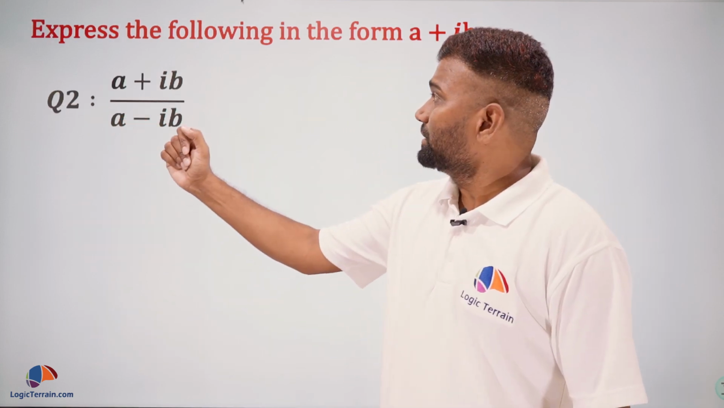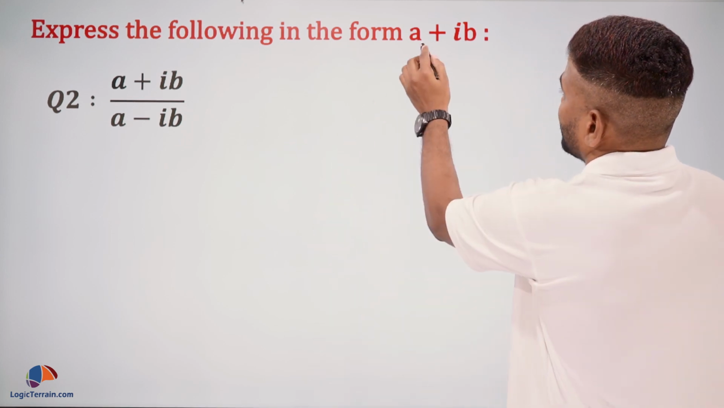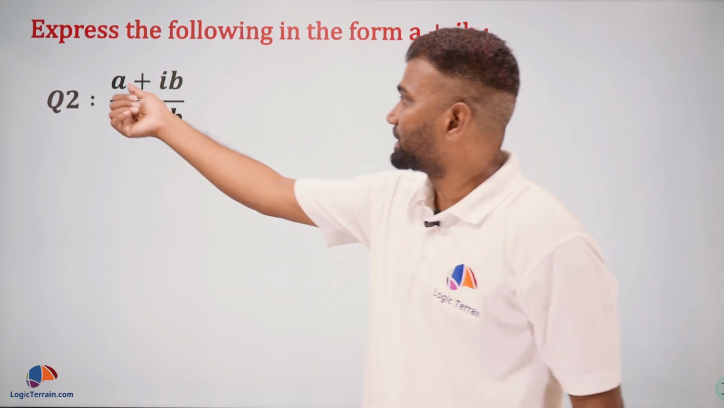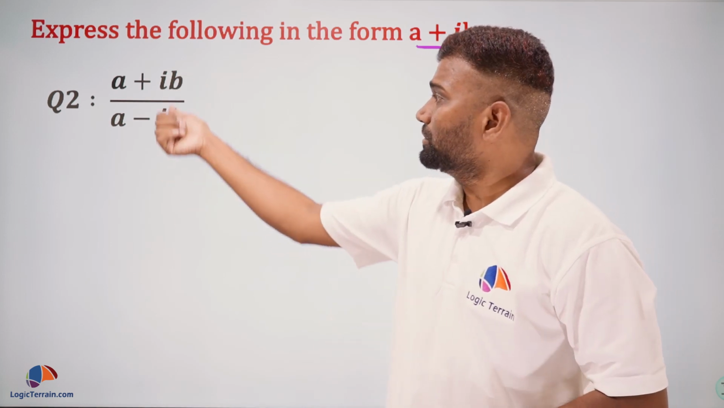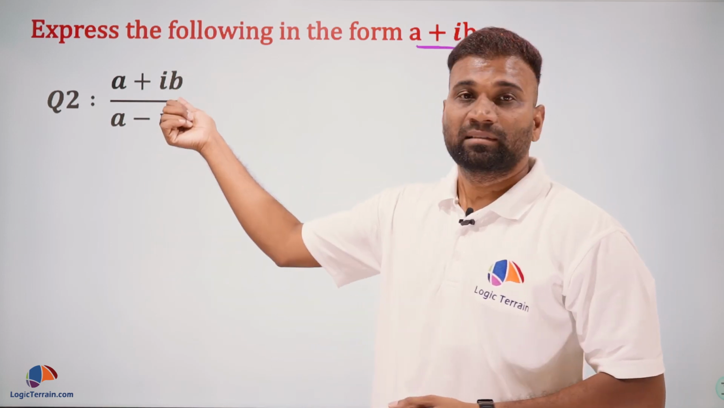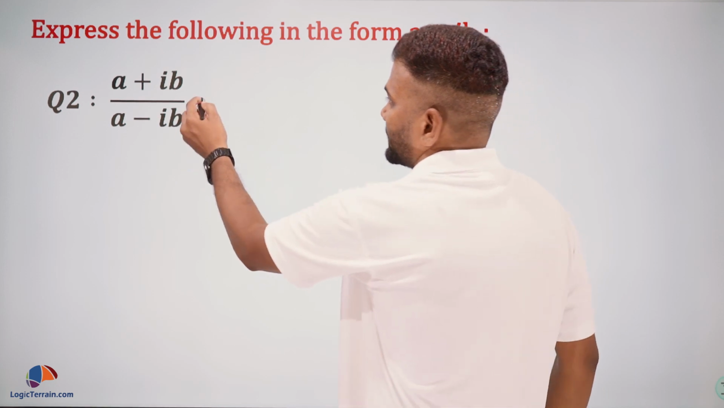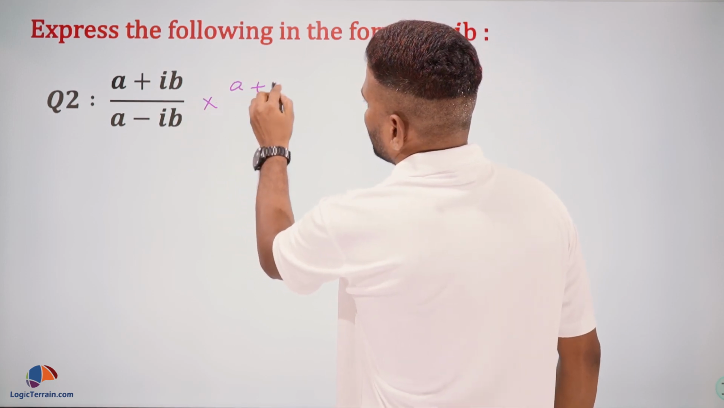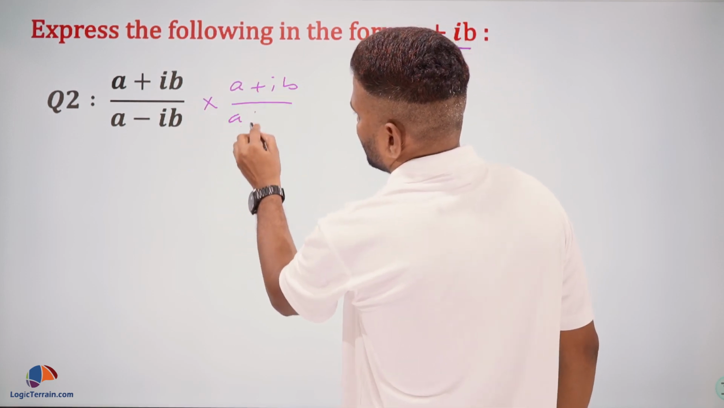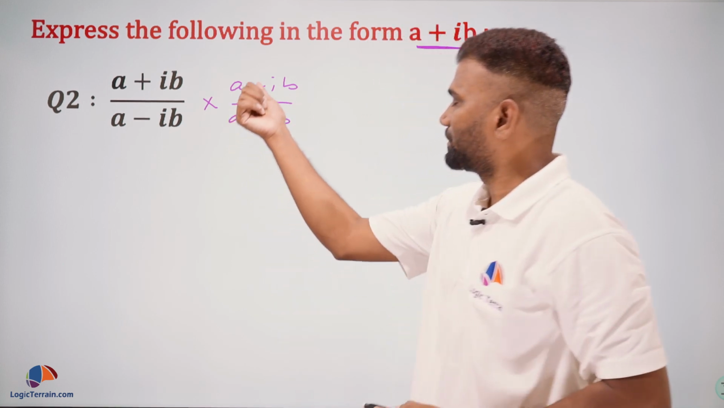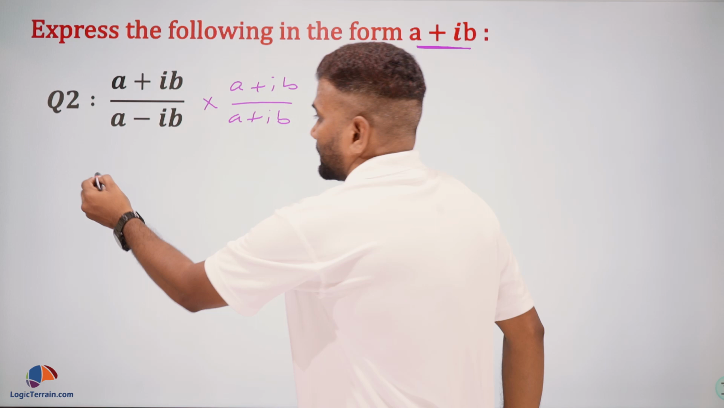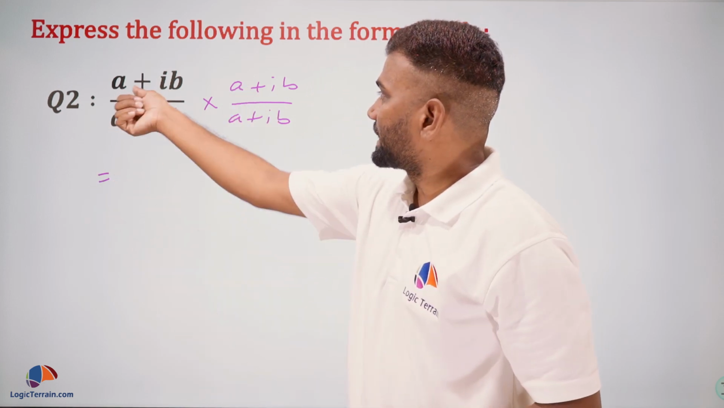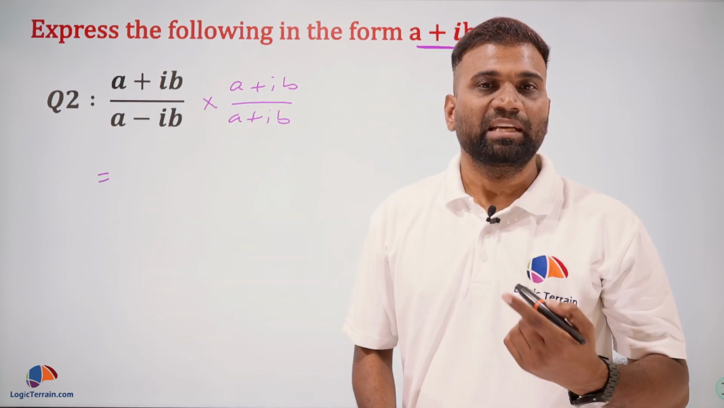Here is the second question. We have to express in the form a plus ib, that is (a plus ib) upon (a minus ib). For this we have to rationalize the given expression. Rationalize the denominator with a plus ib. Multiply both numerator and denominator with a plus ib. Then the numerator looks like (a plus ib) into (a plus ib), whole square.